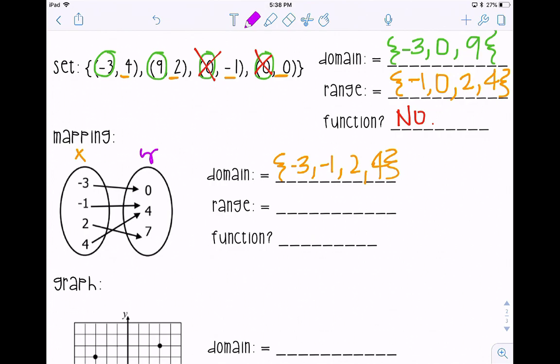Then the range, I'm going to do the same thing, except I'm looking at my y's this time. So these are my y's. I have 0. 4 is used twice, right? I have an arrow going to the 4 twice. We're only going to write it one time. And then 7. So these also happen to be in numerical order from least to greatest. So all I'm going to do is write 0, comma, 4. Again, 4 repeats, but we only put it one time. 7, close my bracket.